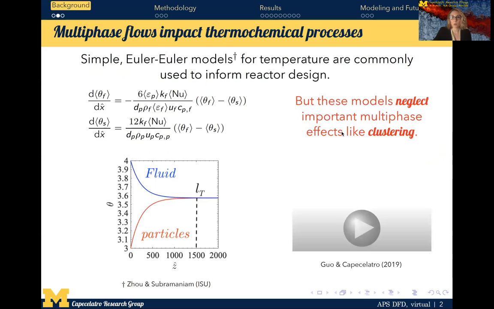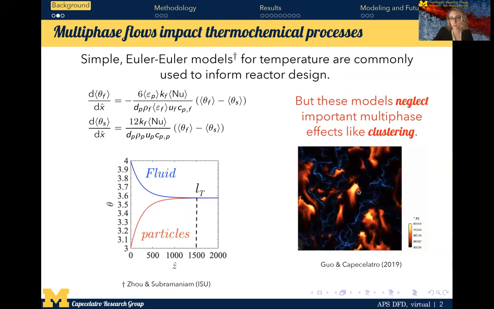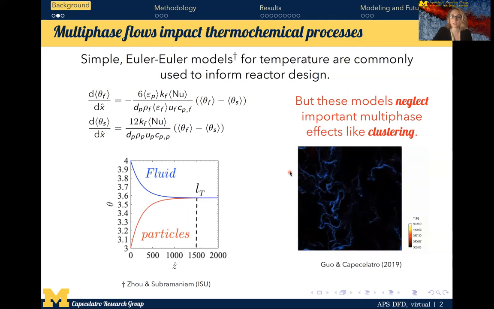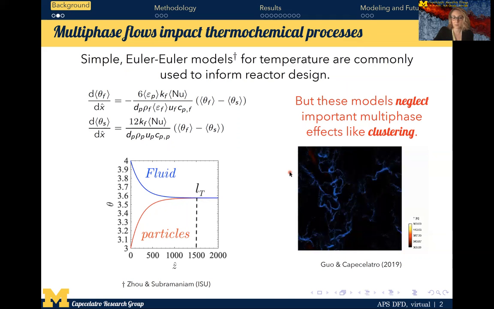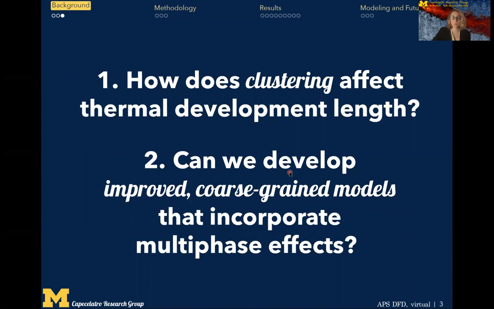But these models neglect important multi-phase effects like clustering because they assume a uniform distribution of particles and perfect mixing. When this is not the case, as shown here, where clusters start off cooler than the gas phase initially in white, you can see that in regions devoid of particles, the cooling of the gas phase occurs much more slowly than in regions that are very close to dense clusters. So in this talk, we aim to answer, how does clustering affect thermal development length, and can we develop improved coarse-grained models that incorporate these effects?